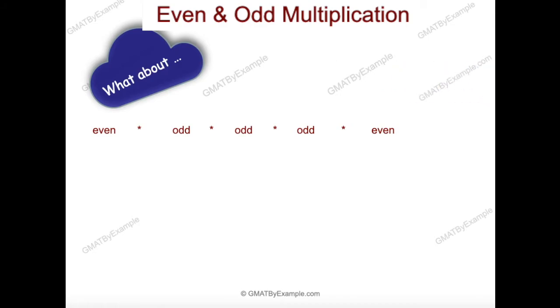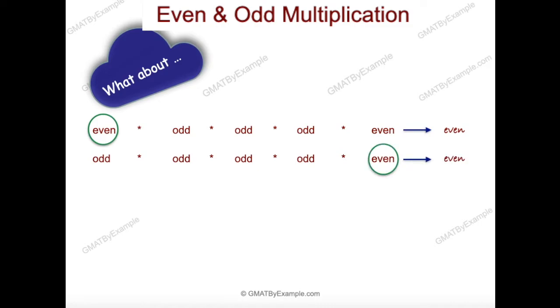Something like this. So in this product, the first number itself is even, which means that the product will be even. You can ignore the rest of the integers because you have figured out one of the numbers is even. Let's look at another example. Here, the last number is even, and that should be sufficient to tell us that the product will be even again.